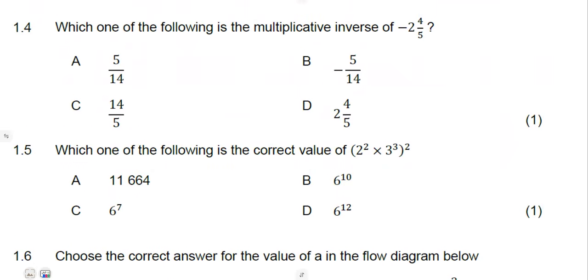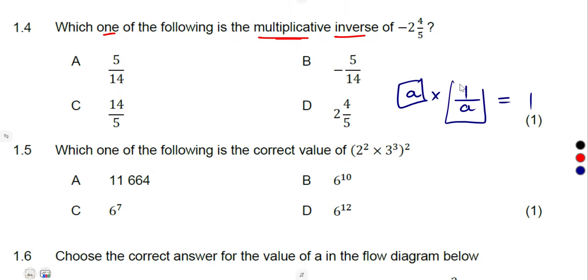1.4, which one of the following is the multiplicative inverse? Multiplicative inverse. So we do understand that the multiplicative inverse concept states if A is being multiplied to 1 over A, we must get a 1. A number to its reciprocal, the inverse, the reciprocal. So we have got negative 2 and 4 over 5. Let us have this as an improper fraction. Remember, you multiply, here you add. So that is the concept.